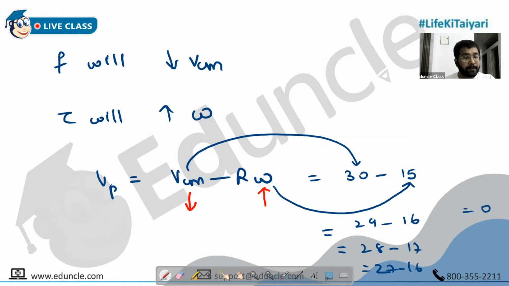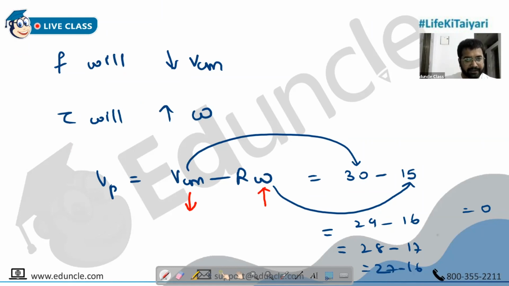As soon as Vp becomes 0, what will happen? Friction will stop. If Vp is 0, the point of contact is at instantaneous rest. And as soon as the point of contact is at instantaneous rest, why will the friction act? Friction will not keep exerting. If friction is not there, torque will not be there, force will not be there, no acceleration, velocities will remain constant. Now you are back to the no slipping case.